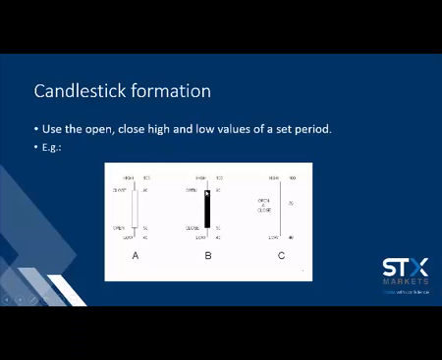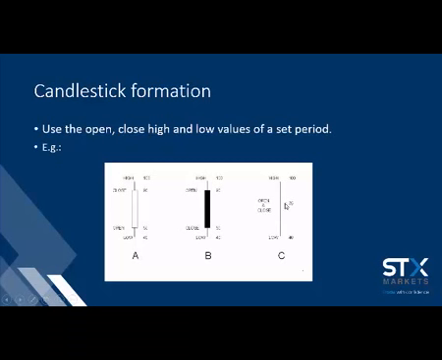Example B is the opposite. It opened at 90, it closed lower at 50, the price went as low as 40, as high as 100. And this is what we call a bearish candlestick. The price went down during that period of time. And here it's coloured in black, but on your chart it could be red or whatever other colour you choose.